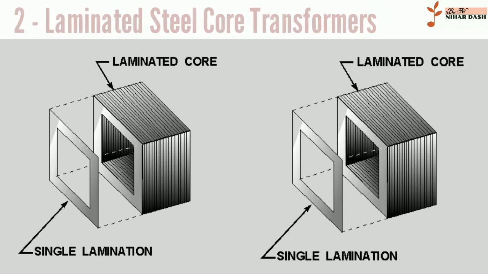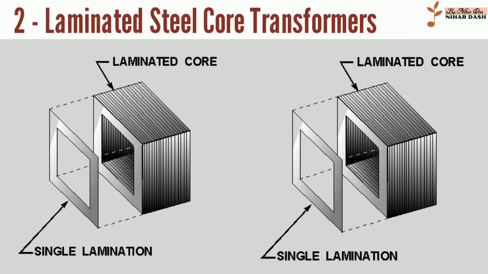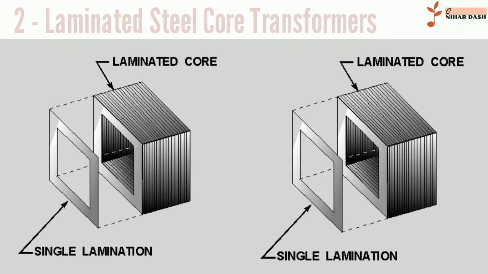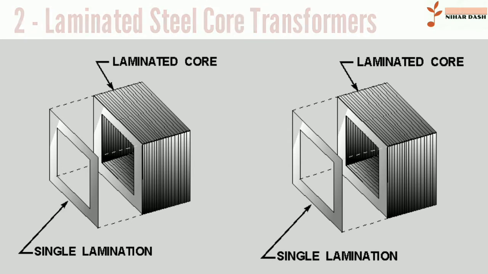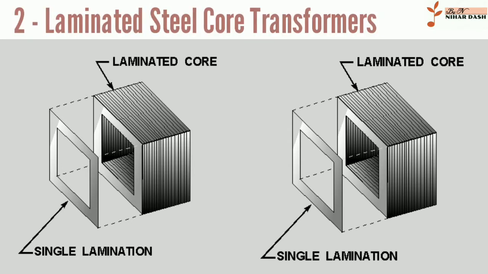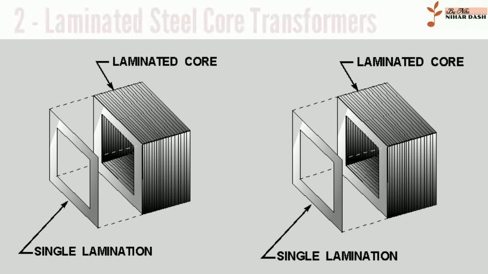Early transformer developers soon realized that cores constructed from solid iron resulted in prohibitive eddy current losses, and their designs mitigated this effect with cores consisting of bundles of insulated iron wires. Later designs constructed the core by stacking layers of thin steel laminations, a principle that has remained in use. Each lamination is insulated from its neighbors by a thin non-conducting layer of insulation.